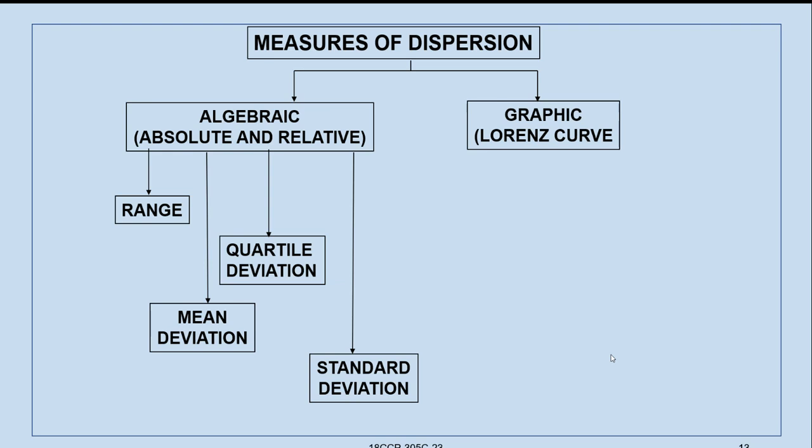The algebraic or mathematical process of calculation of measures of dispersion can be absolute and relative. We will understand what is absolute and relative in a later part of this lesson. And graph-wise, the Lorenz curve is also there. Of course, we do not have the Lorenz curve in our syllabus, but we will look into the Lorenz curve very briefly. We will try to understand what actually the Lorenz curve is.